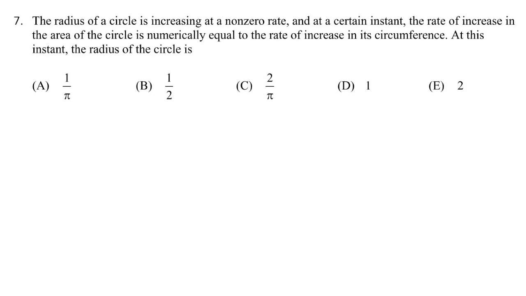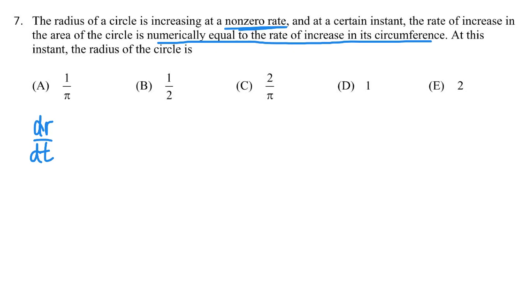Okay, so now for number 7. Number 7, the radius of a circle is increasing at a non-zero rate. So, gosh, that doesn't tell us just a whole lot about dr/dt, but we have a dr/dt. At a certain instant, the rate of increase in the area of the circle is numerically equal to the rate of increase in its circumference.